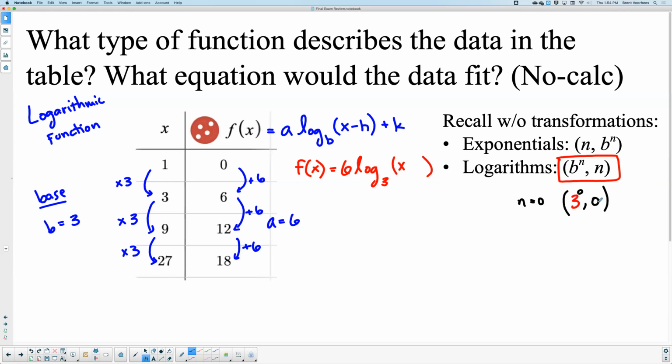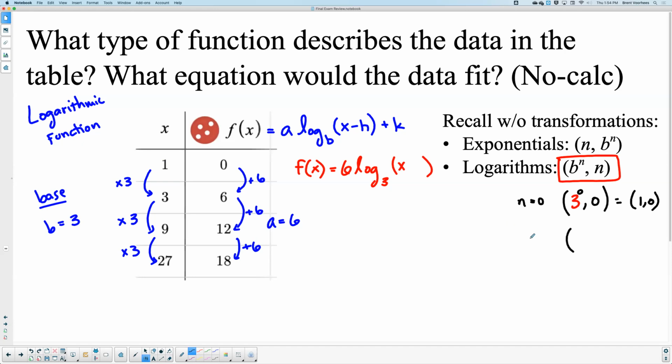What do you get if you plug in a 0 there? What's 3 to the 0? 3. No, 3 to 0 is not 3, it's 1. Now, does that match up with our table? This is a good thing. That means there's no other transformations. Let's check it again. What if I did it one more time?